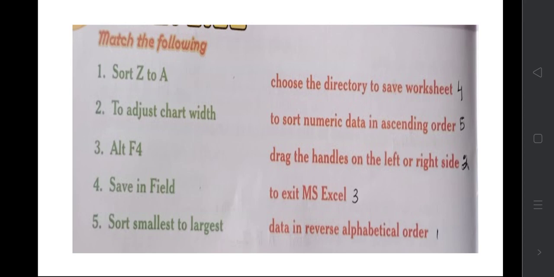Then Alt F4 to exit MS Excel. You should know one thing: we have already learned Control W in fill-ups, that is to close the worksheet. This is to close the entire MS Excel, and for that, Alt F4. Then the save in field: choose the directory to save the worksheet. Field means the location where you want to store your file.